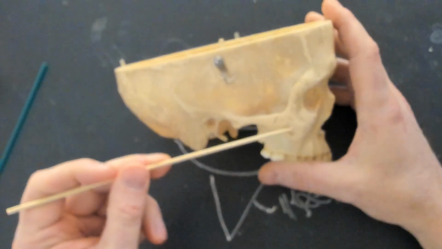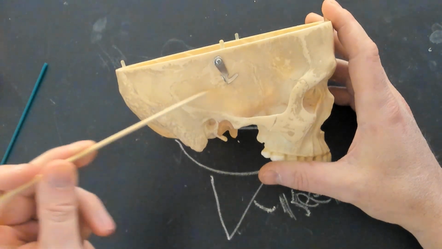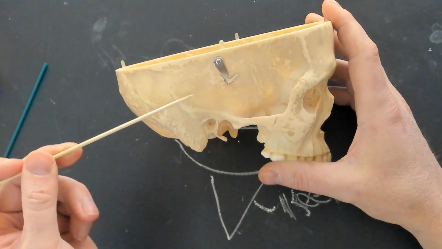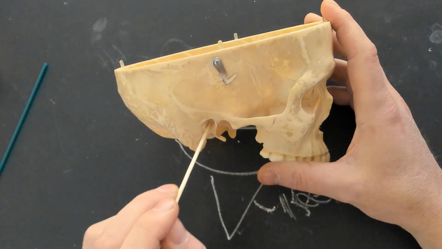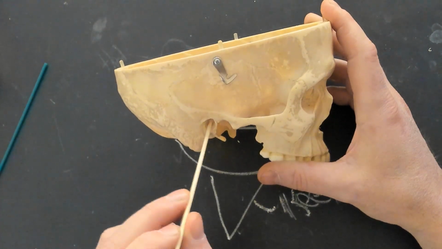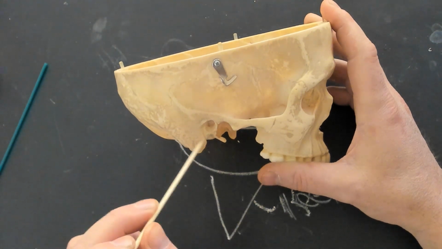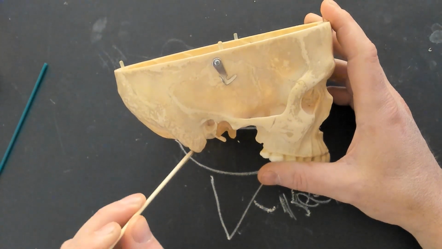Zygomatic bone doesn't have much that we have to deal with on there. The temporal bone has more features on it, both laterally and inferiorly and superiorly. So laterally, we have this opening here. This is called the external acoustic meatus. We then have this bump. This is called the mastoid process.